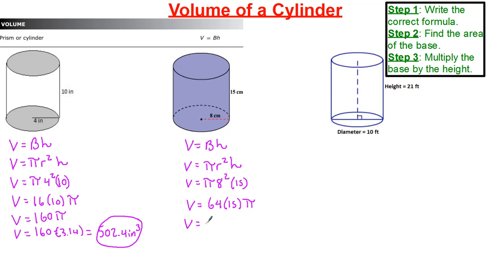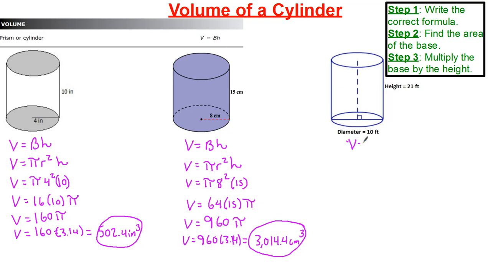So 64 times 15 is going to give me 960, and then of course we can't forget pi. So now let's turn pi into 3.14. 960 times 3.14 is going to give me 3,014.4 centimeters cubed. Okay, so once again, it's not that hard. All I'm doing is finding my base area, and since it's a circle, the area is pi r squared, and then just multiply it by the height. The height is the distance between the two bases.